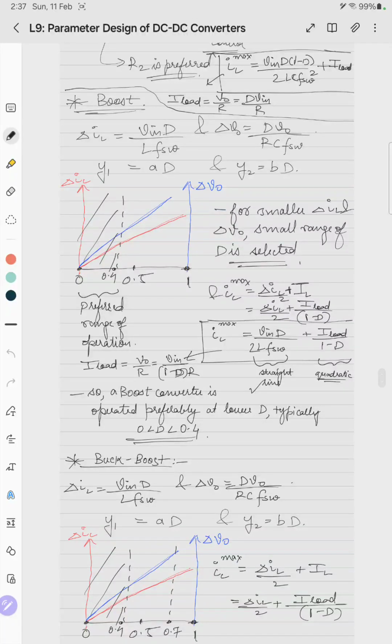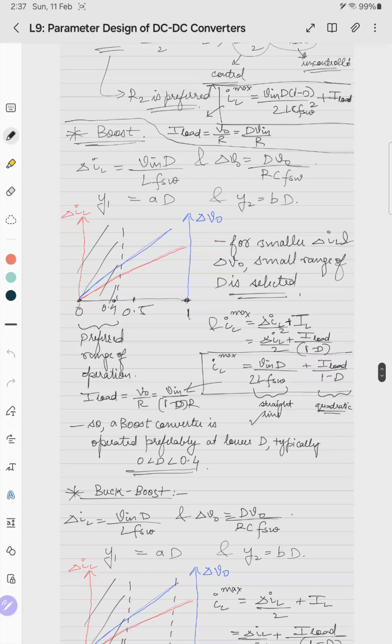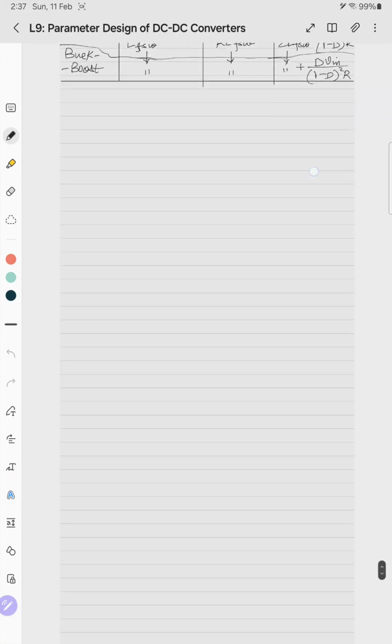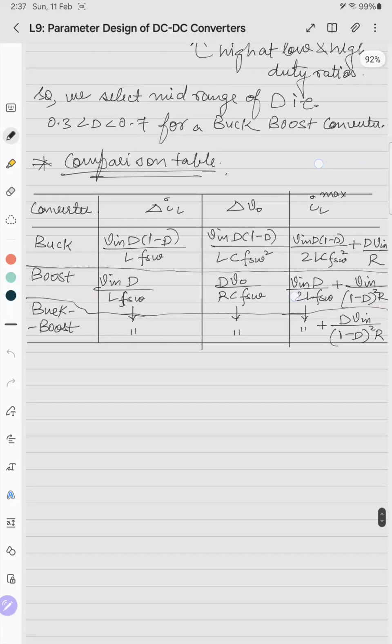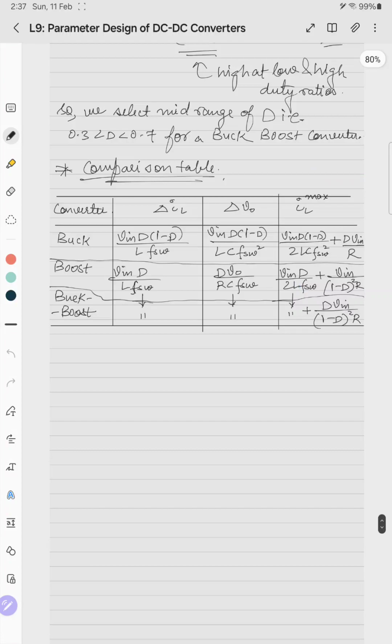So, welcome to the next lecture of the series. In the last lecture, we designed the parameters of DC-DC converters. We derived the relation of the peak-to-peak inductor current delta IL and the peak-to-peak output voltage delta V naught with respect to the converter parameters, and also the peak inductor current. This is summarized in this table which you can see here.